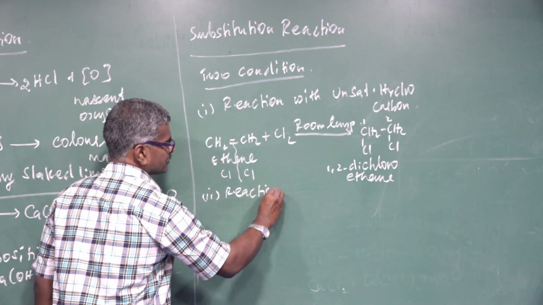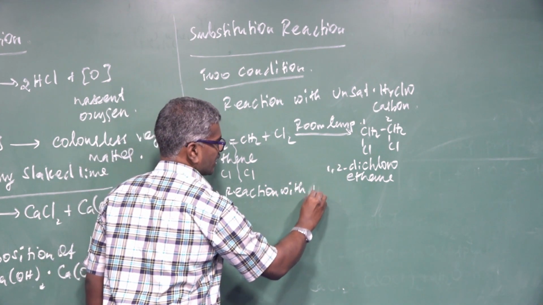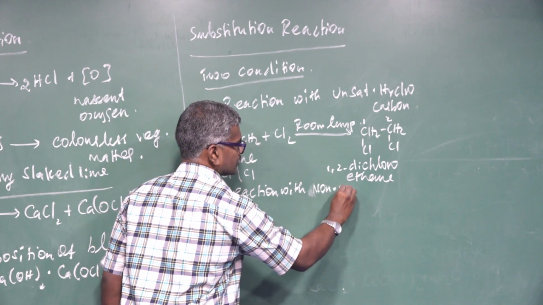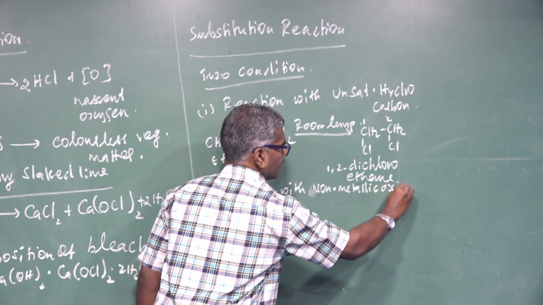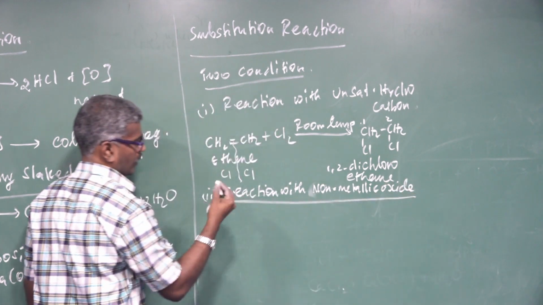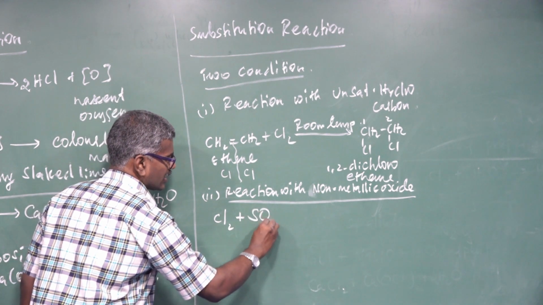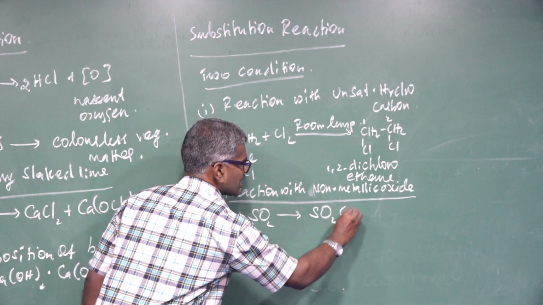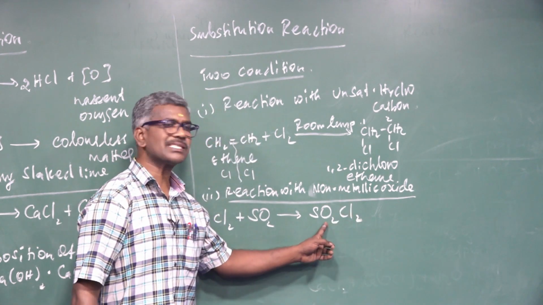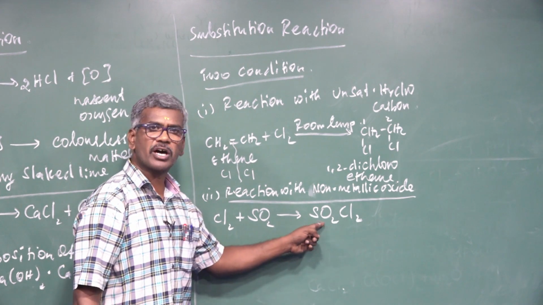reaction with non-metallic oxide. Here chlorine reacts with a non-metallic oxide, that is SO2, to form SO2Cl2. This one is the best reagent for organic compounds, sulfuryl chloride.